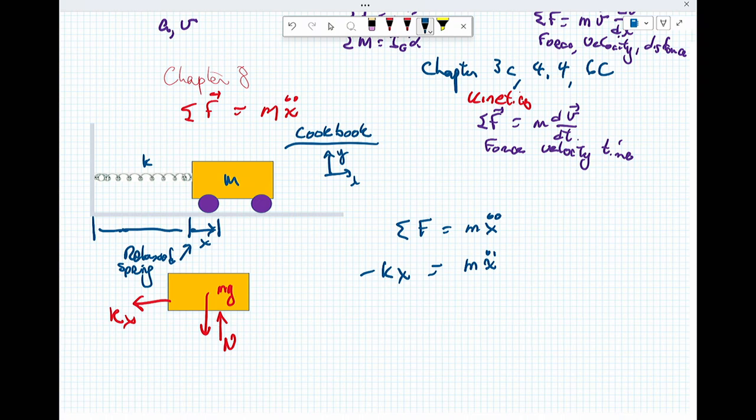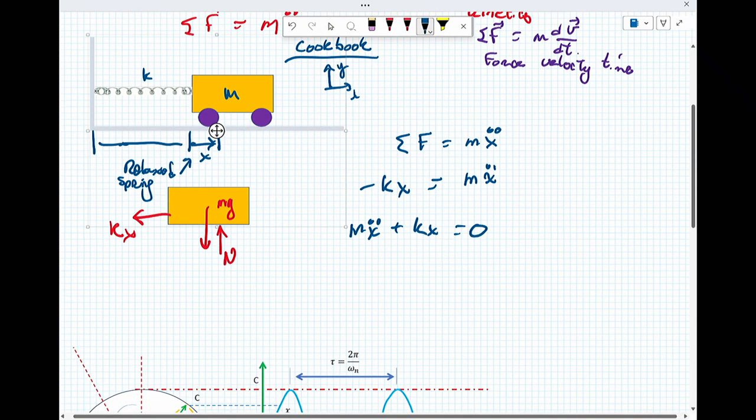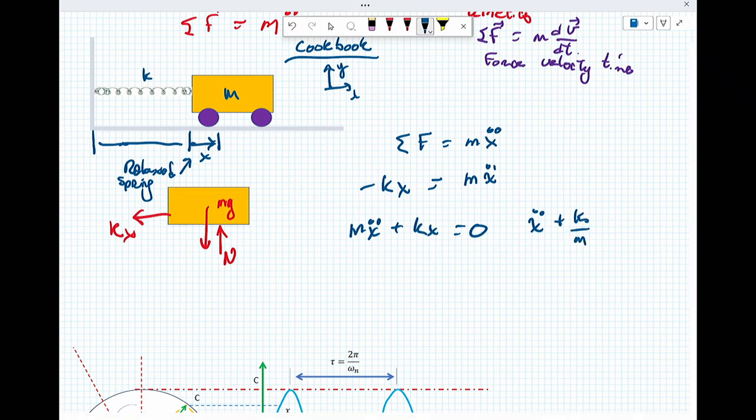One of the things that you'll notice as I go through all of these solutions is that I am going to end up writing the equations in a certain form with the same sign in front of each of the terms. So I didn't do this as a compression. If I'd done it as a compression, kx would be pointing outward, it would be positive, and my kx would be different. But I want to write this in a particular form, and I end up with m x double dot plus kx is equal to 0. And I can write that as x double dot plus k over m x, which equals 0.